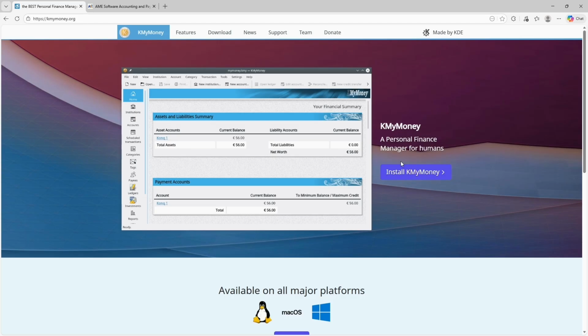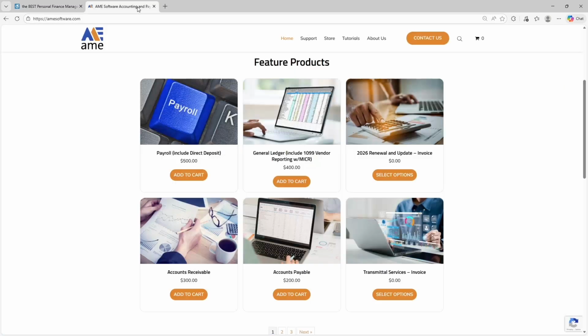KMyMoney is ideal for individuals or small teams who want full financial control, zero cost, and long-term transparency without subscriptions. AME software is better suited for businesses that value structure, payroll integration, and traditional accounting workflows, even if that means higher upfront costs and less automation.